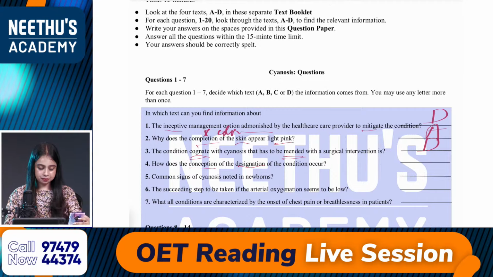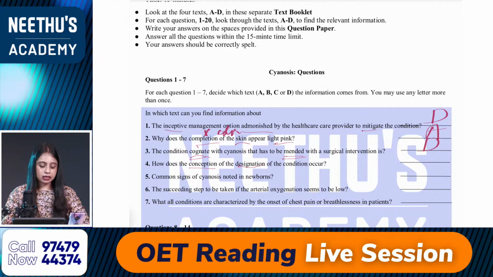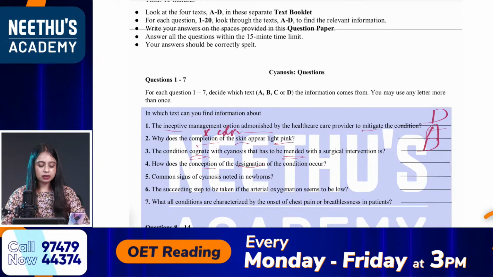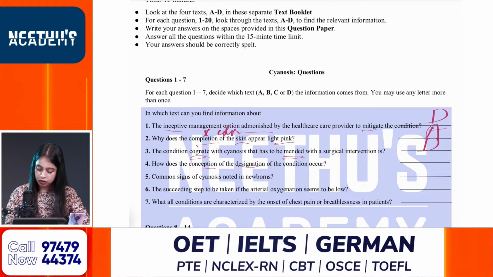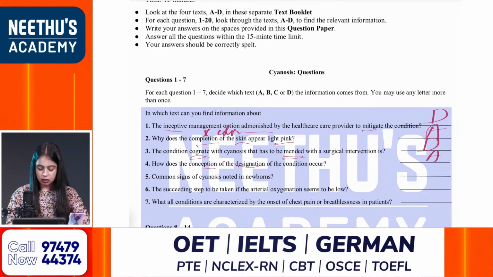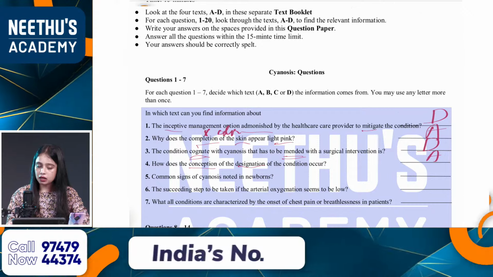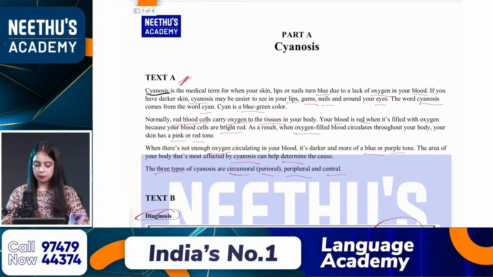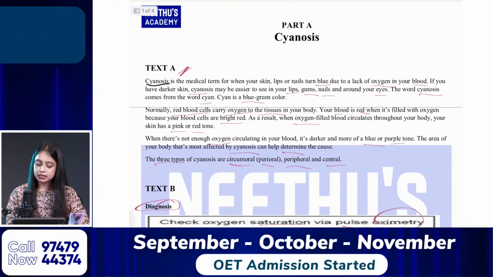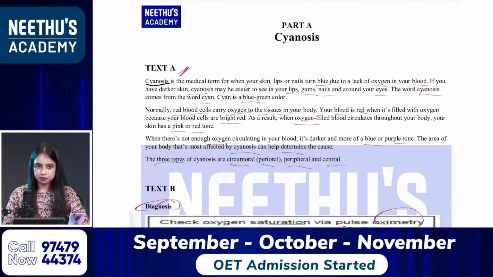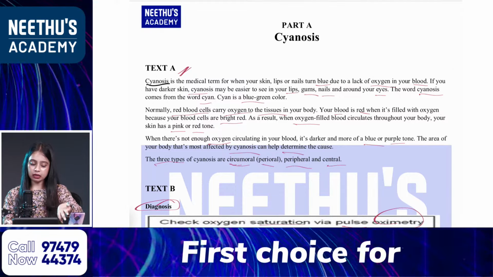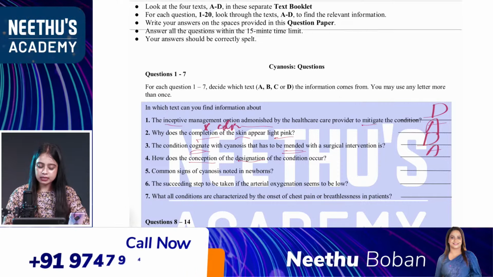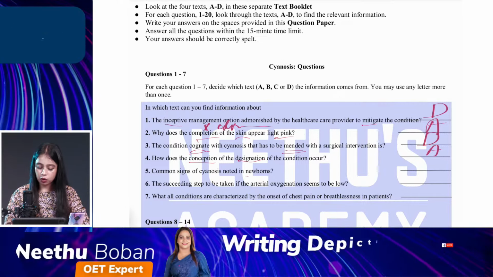Okay, Linu, hi. Yes, Sankita, healthcare provider, it's mentioned there. Okay, Shiny, yes, Shiji, the answer is A. So where is it mentioned about the designation of the name? That's from here: the word cyanosis comes from the word sign, which means blue-green color. So that is A.